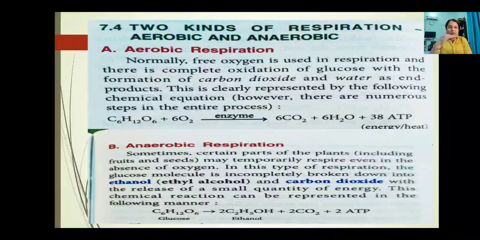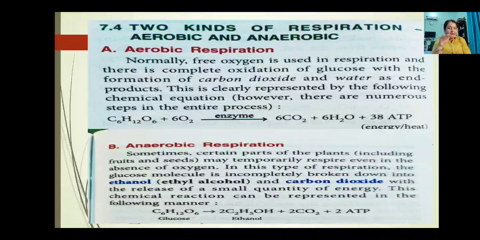Aerobic, just focus on this part. What is aerobic? Air is involved, oxygen is involved. Normally, free oxygen is used in respiration and there is complete oxidation of glucose, meaning glucose combines completely with oxygen, with the formation of carbon dioxide and water as end products. This is clearly represented by the following chemical equation. However, there are numerous steps in the entire process. The process takes place in several steps and goes on slowly.